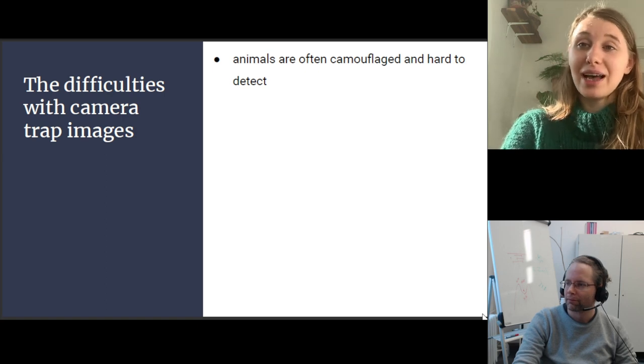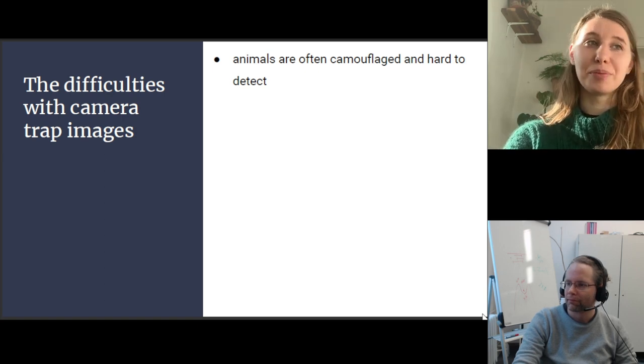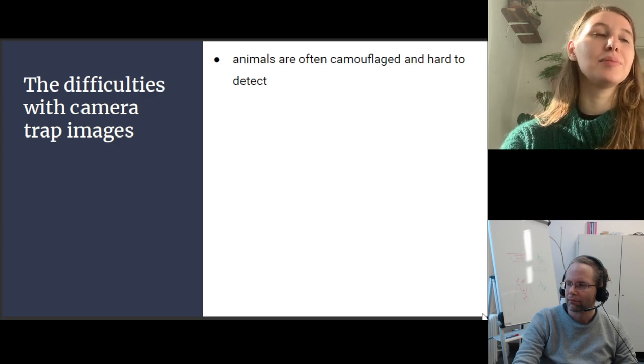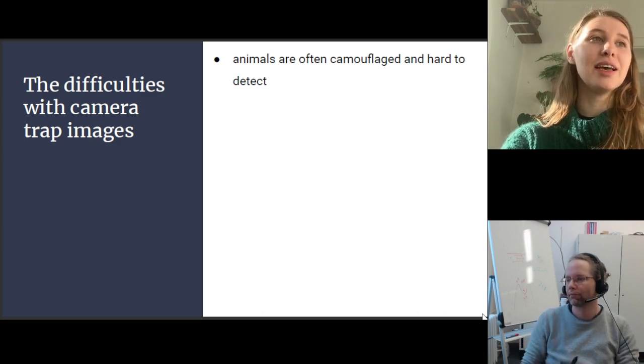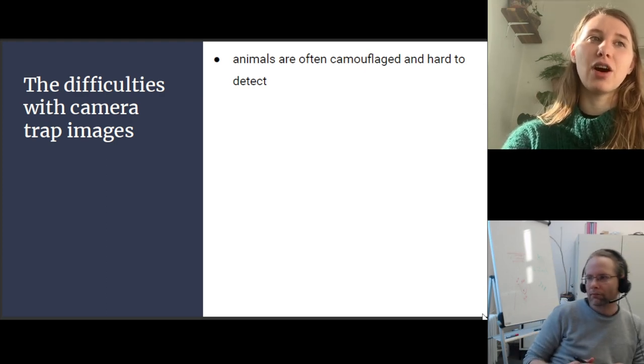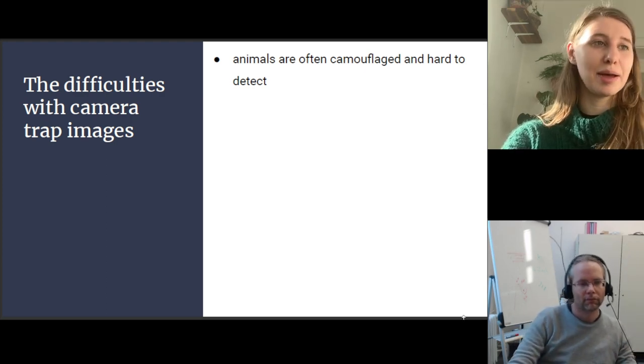So the question is, why are we missing these 10%? There are many reasons why machine learning models have difficulties. One of the big ones is that animals are often camouflaged and hard to detect. And I gave an example image.